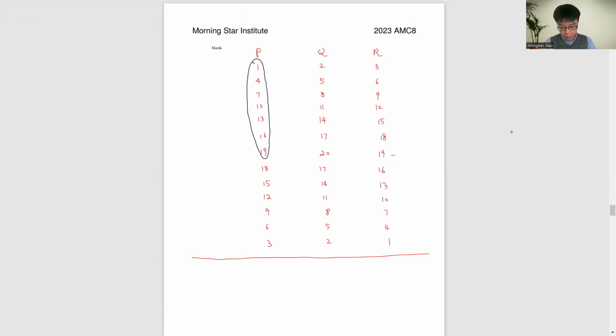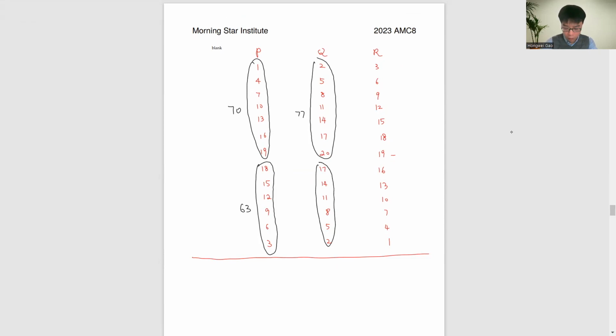So it's easy to compute. The number here is 70 because the average is 10. Now for the decreasing part, it is also an arithmetic sequence, and its sum is 63. Now for Q, from 2 to 20, that's 77. From 17 to 2, that's decreasing. We have 57. Now for R, from 3 to 19, that's increasing. This part we have 63. And for the decreasing parts, from 16 back to 1, we have 70.